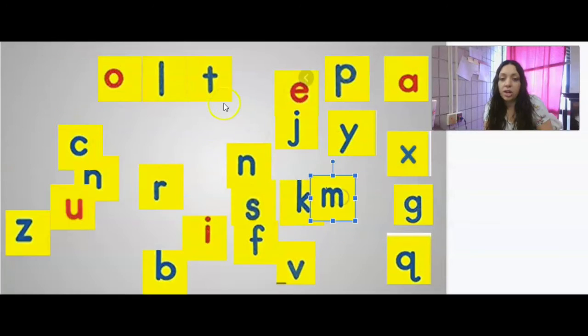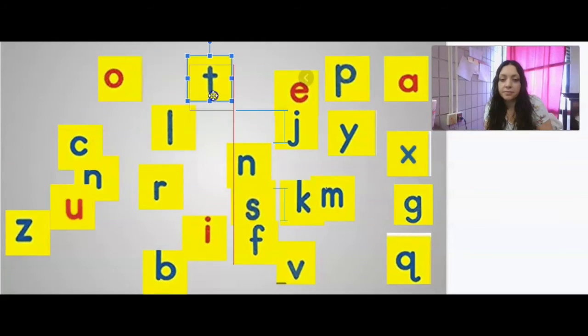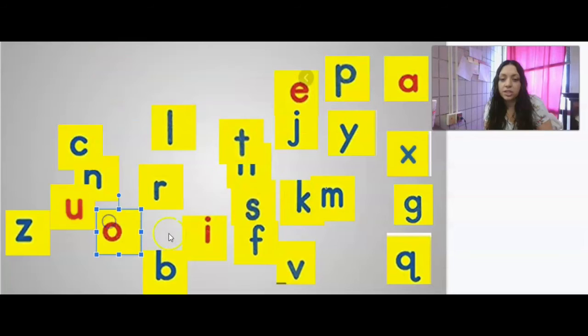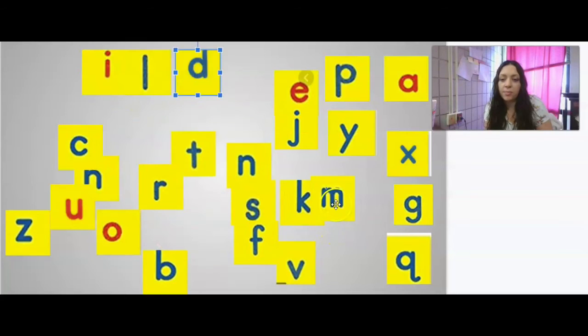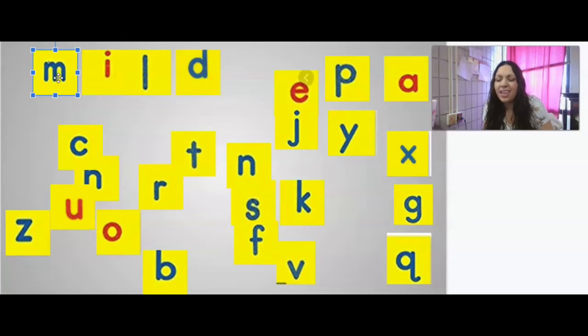Okay, let's try a couple more. Are you ready? Let's change it with the I. Okay, so I'm going to add an M in front of it. And if I sounded it out with the short vowel, m-illed, milled. Does that sound right? No, if I tried it with the long, m-iled, mild.